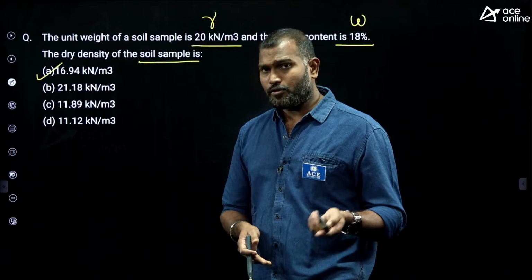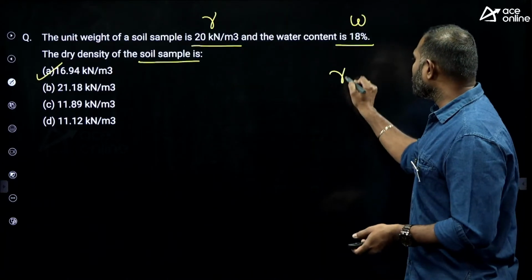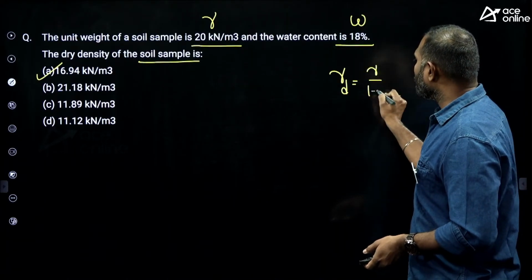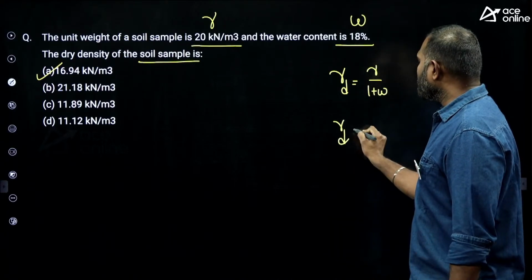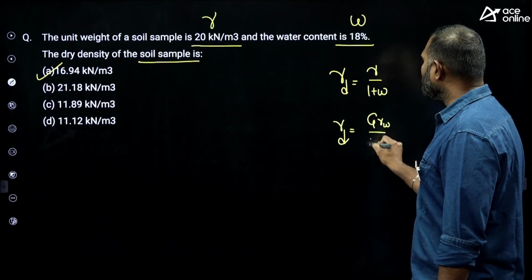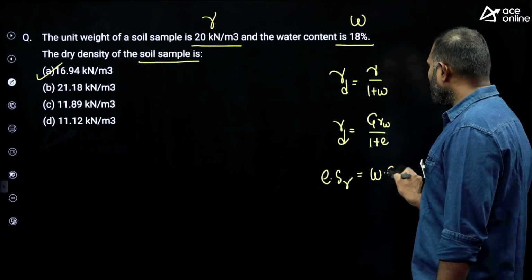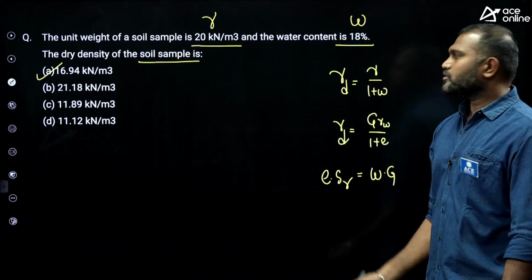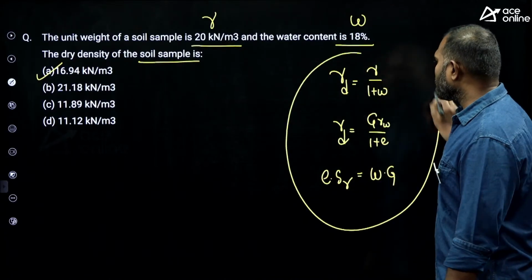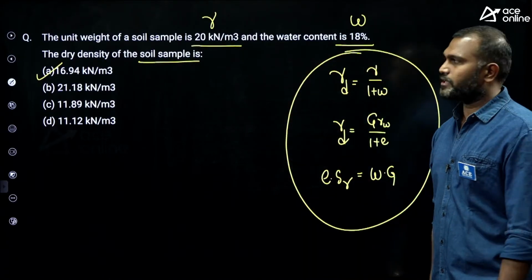Or else, one more type of question you can also expect. The equations that we used are gamma D is gamma by 1 plus water content, gamma D is G gamma W by 1 plus e, and there is one more relation, e into S_r is equal to w into G. So these are the basic relations on which we can get questions in SSC JE.